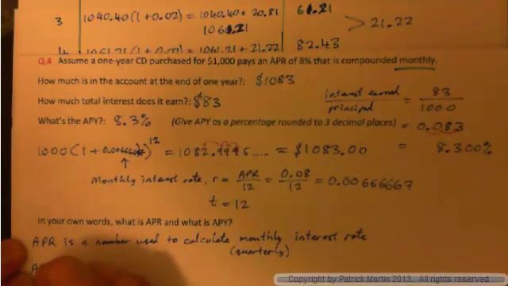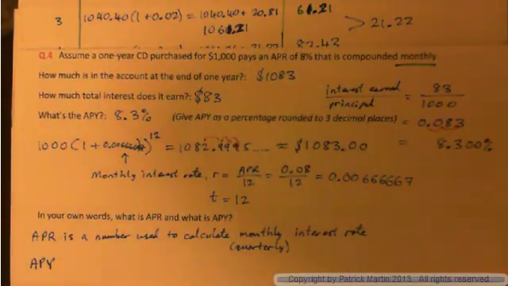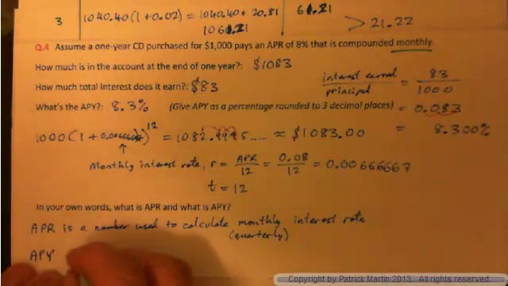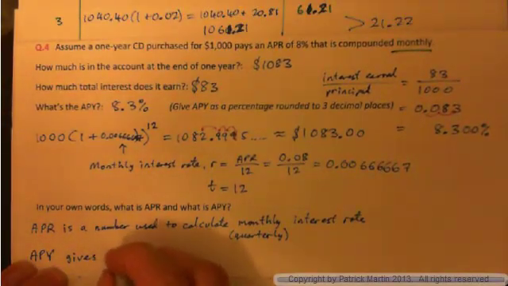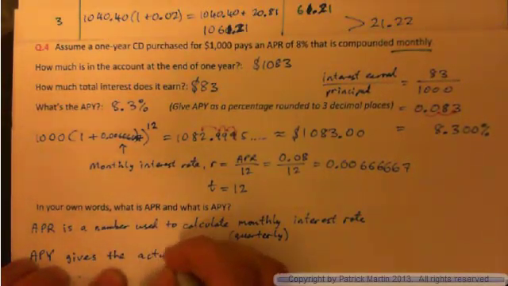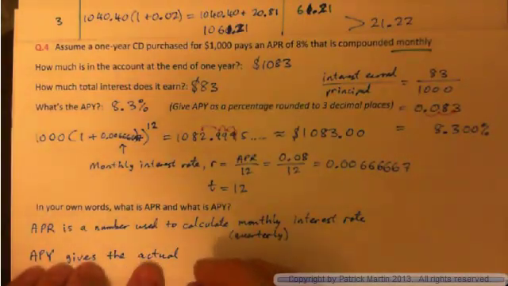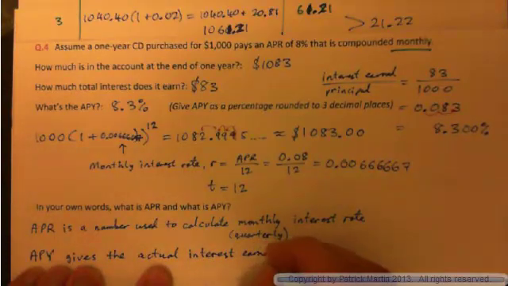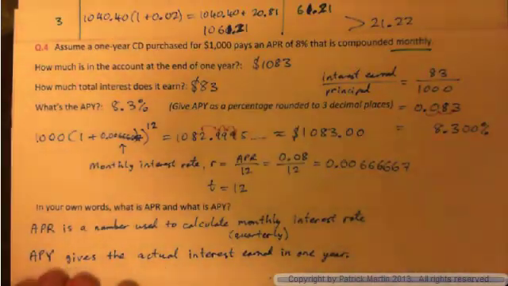Whereas annual percentage yield is what? Annual percentage yield gives you the actual percentage interest earned in 1 year.